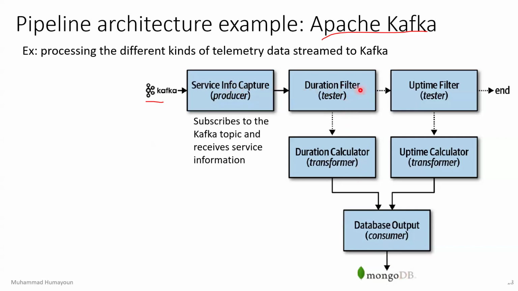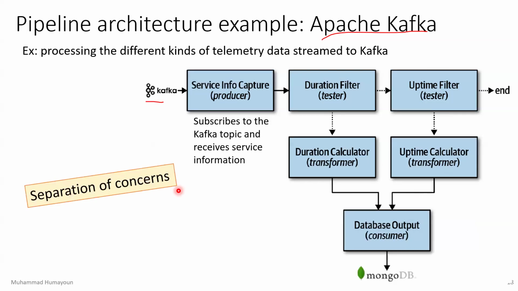And then the data flows from this filter to this filter. And this is another tester checking the uptime of your videos. And this calculates the uptime from your data. And then it goes into this consumer. The duration calculator gives you the duration of a video, and that transformer, the uptime calculator, gives you the uptime for that video. And then you store that into this MongoDB. So this is also an example of pipe and filter architecture.